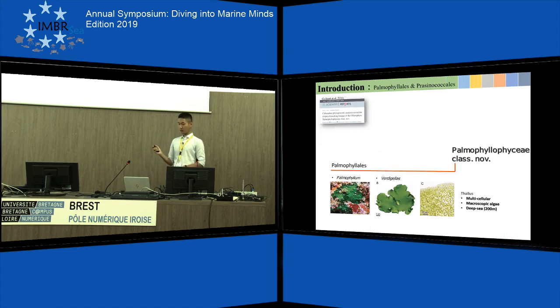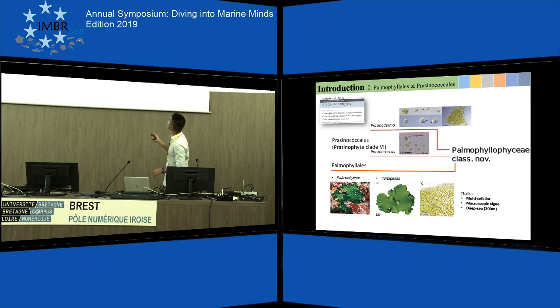So, more information about this new class. Of course, our study group, Palmophyllales, contains two genera, Palmophyllum and Verdigellas. They were found in a very low light deep sea environment, from the sea surface to about 200 meters. And the other group, Prasinococcales, contains Prasinoderma and Prasinococcus. As you can see from the pictures of the specimens, the biggest difference between Prasinococcales and Palmophyllales is that Palmophyllales, our study group, is macroscopic algae, while Prasinococcales is unicellular.